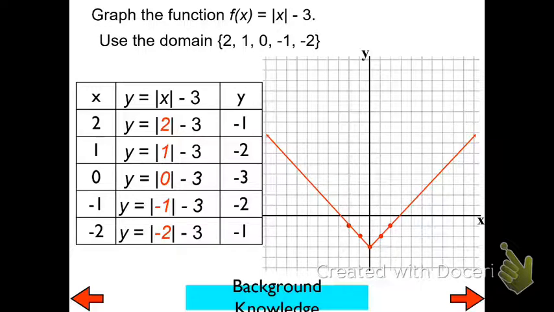So if you take a look at our graph right here, you'll notice that it looks like a V. When we do increasing, decreasing, and constant, we always go left to right like you read. So if I start on the left and go right, do you notice that our graph is decreasing or going down until we hit the bottom of the V right here? So it's decreasing or going downhill. Then it's increasing or going uphill. Okay? And there's never a place where it's constant, where it's flat.